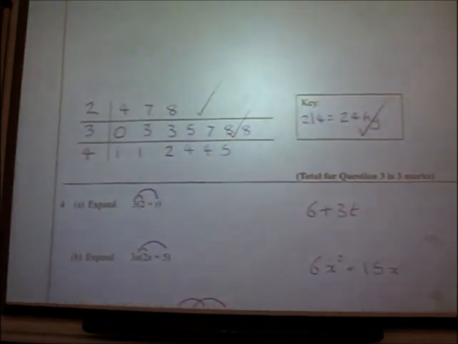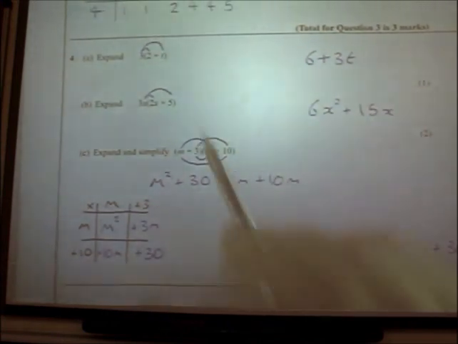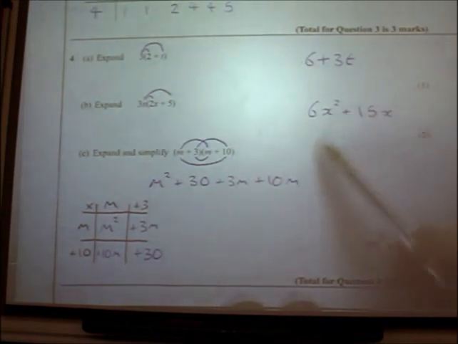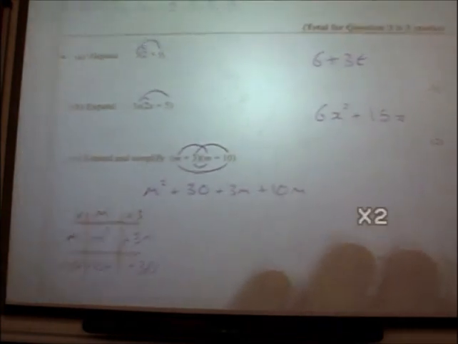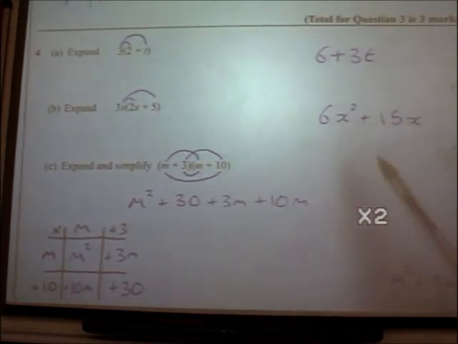Next one, a little bit of algebra, fairly simple stuff here. Expand the single bracket. Those little loops are just my workings, that's how I do it. So it's 6, add 3t. The next one, 3x times 2x is 6x squared, and obviously 3x times 5 is 15, so there you go.